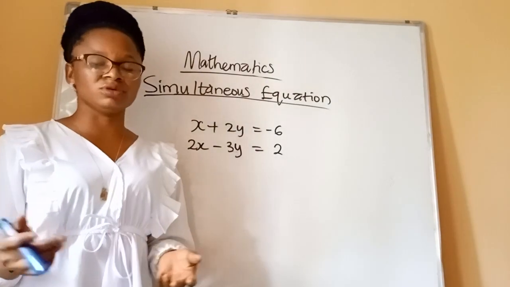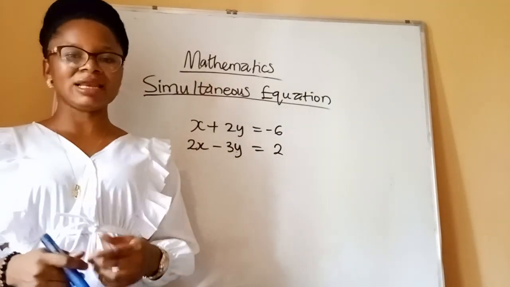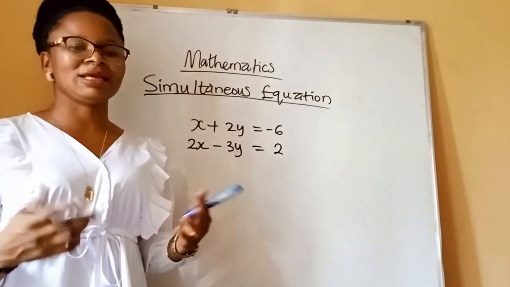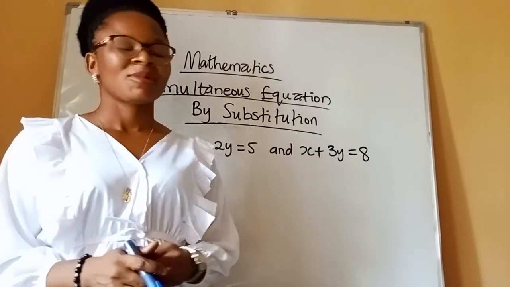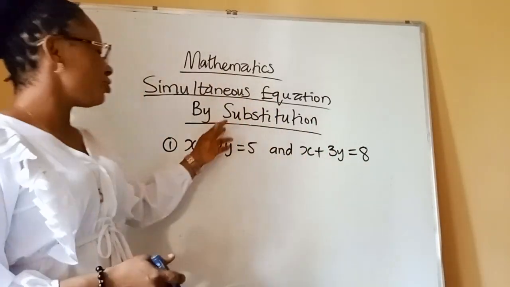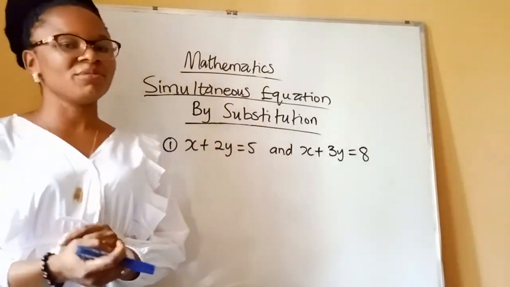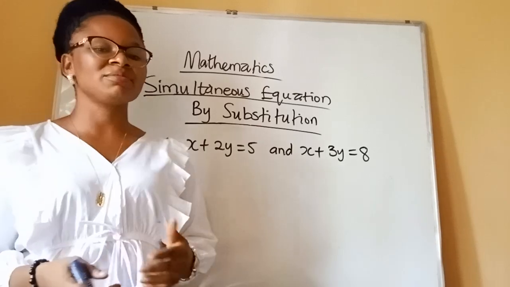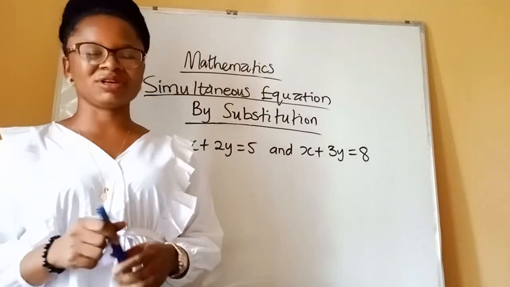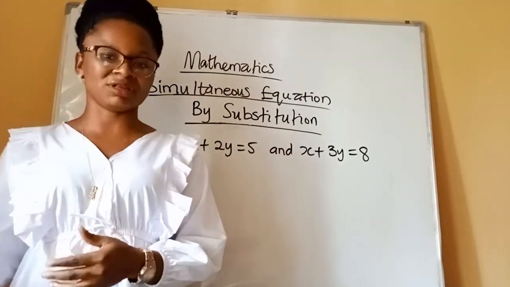There are many methods used in solving simultaneous equation, but for the sake of this class, I'm going to streamline it to just two methods, which is the substitution method and the elimination method. We want to solve simultaneous equation using the substitution method. In this method, one of the variables or one of the unknowns is made the subject of the equation, and then the subject of the equation is substituted into the second equation, and we solve it till the end.